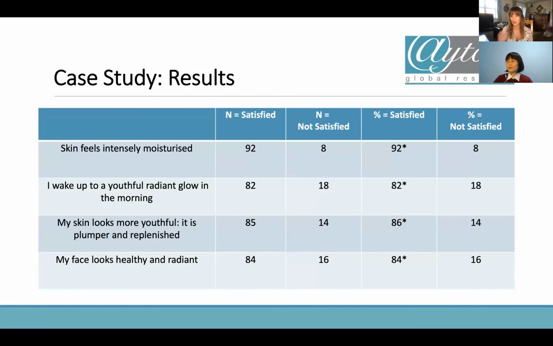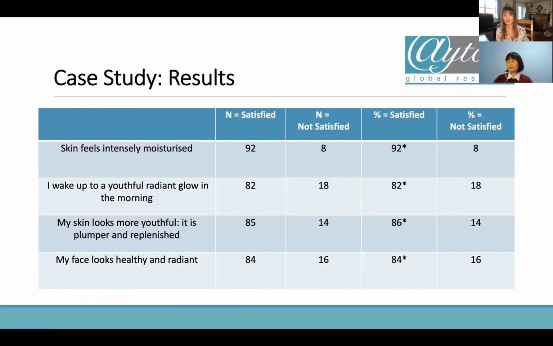So I've just chosen a few claims. I haven't gone through the whole report here, just to give an idea of what that looks like. So we've got our claim or our question on the left-hand side. We ask people if they agree or disagree with it. So we've got the number of people that were satisfied or not satisfied, so a total of 100 responses, and the percentage of those 100 that said they were satisfied or not satisfied.